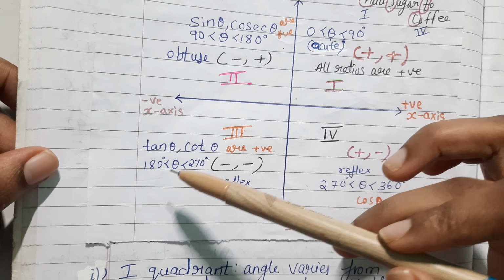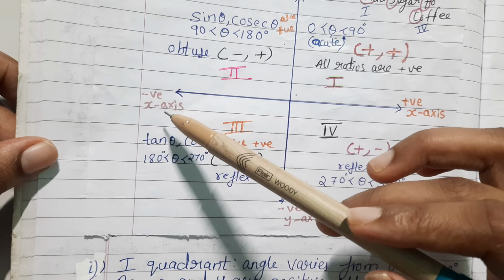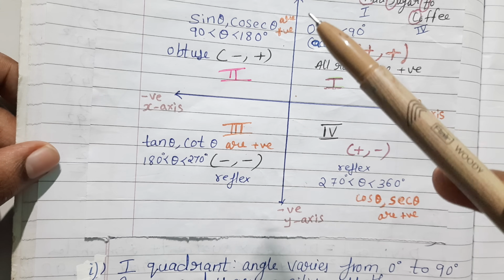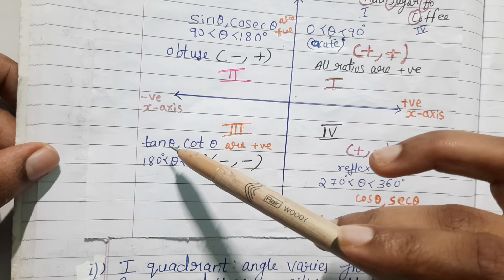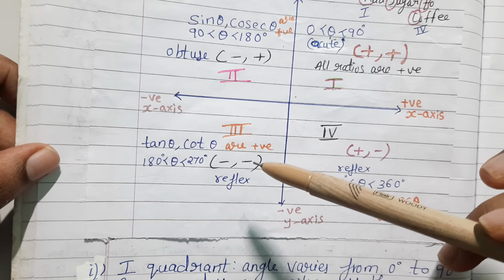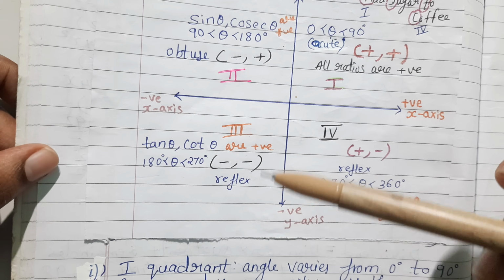Then we will discuss the third quadrant, where angles vary from 180 to 270 degrees, as x and y are both negative, because here you can see the x axis and y axis are there and they both are negative. Okay, that's why it is a negative sign. Only tan theta and cot theta are positive. The rest, sin theta, cos theta, cosec theta, sec theta, are negative.